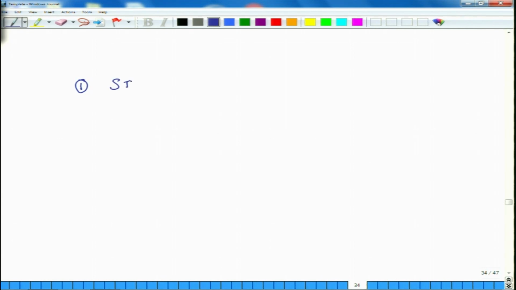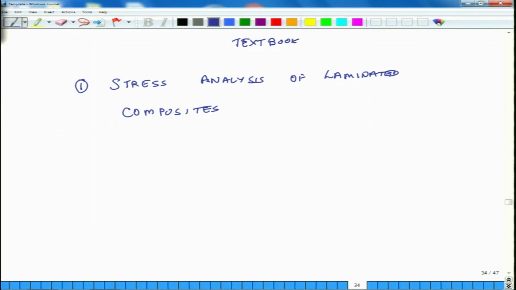Stress Analysis of Laminated Composites. So, these are textbooks. Okay. And the author is Whitney.